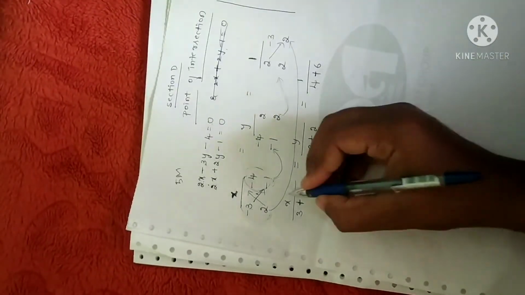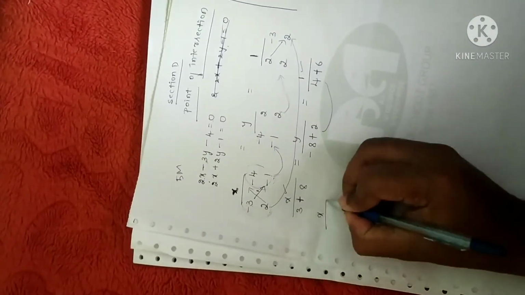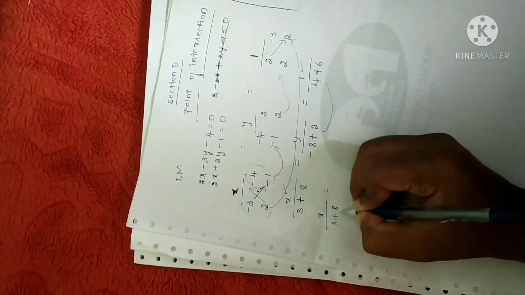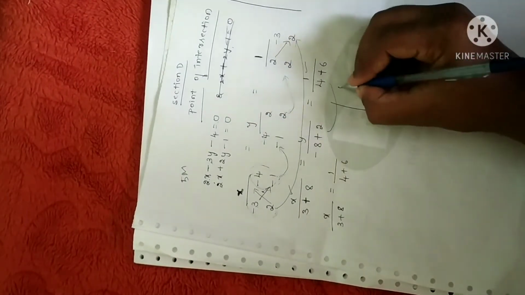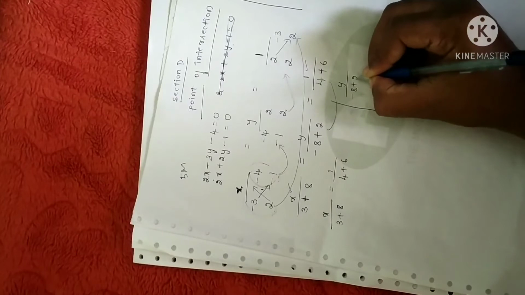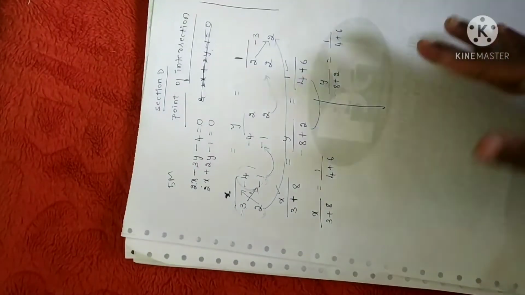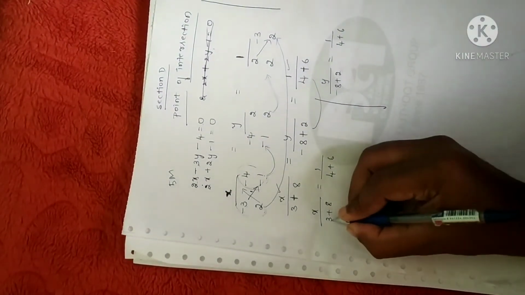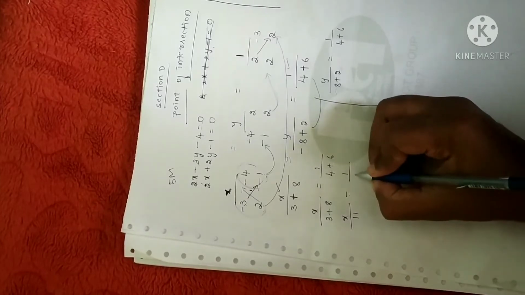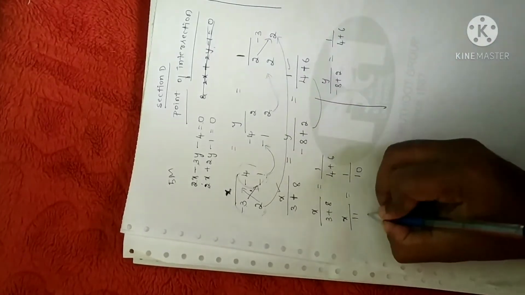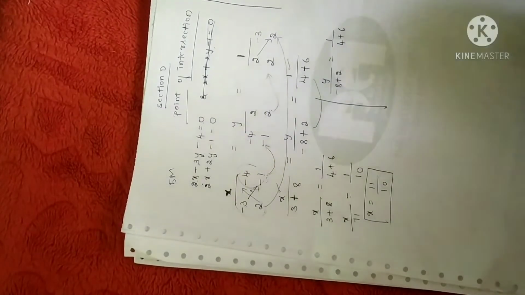Fine. After this step, equate first and last, second and last. First and last, write down the term as it is. X by 3 plus 8 is equal to 1 by 4 plus 6. Again second and last, y by minus 8 plus 2 is equal to 1 by 4 plus 6. Now you can simplify. X divided by 8 plus 3 is 11, which is equal to 1 divided by 6 plus 4 is 10. So what is the value of x? Just do the cross multiplication. You will get 11 by 10.